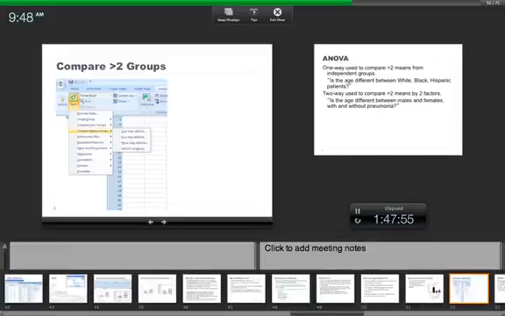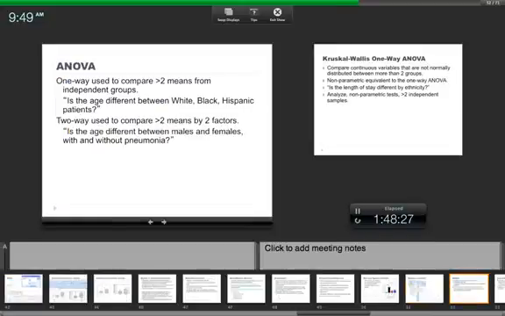In the SigmaPlot program here, if you choose compare many groups, it will show you what to choose: one-way ANOVA, two-way ANOVA, three-way ANOVA, etc. One-way ANOVA is the basic one that we used in the previous example. Two-way ANOVA and three-way ANOVA are more advanced statistics that I don't have time to get into at this point. One-way ANOVA is used to compare 2 or more means from independent groups.